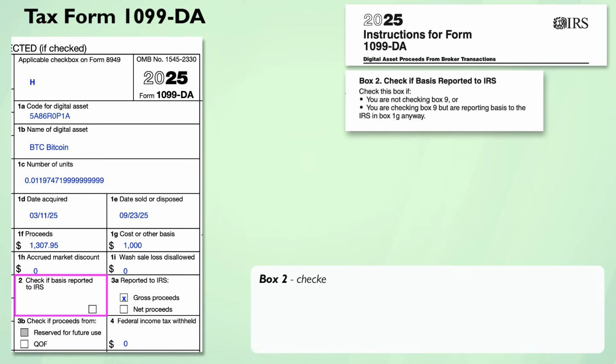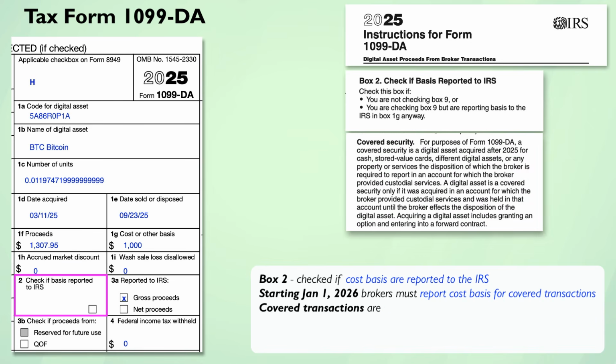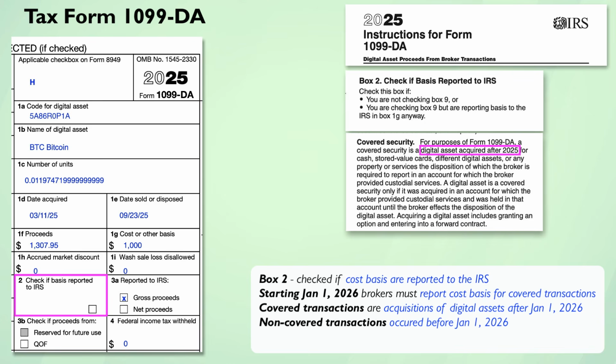Box 2 is checked if the broker reported your cost basis to the IRS. Starting in 2026, brokers are required to report cost basis for covered digital asset transactions. What are they? Covered transactions involve acquisitions of digital assets on or after January 1st, 2026, which means that non-covered transactions are those that occurred before that date.